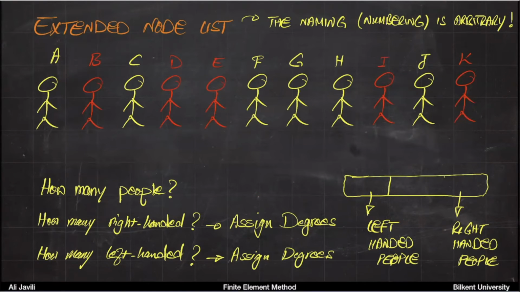And this is what brings me to the concept of extended node list, or how we generate these degrees. So this is what I propose we do. And that is kind of the answer to this. Maybe it's only one answer. Maybe you also come up with your alternative answers. But this is one way of doing this.